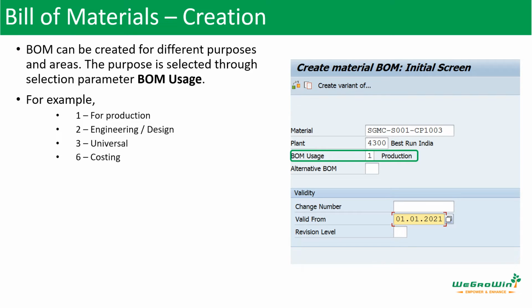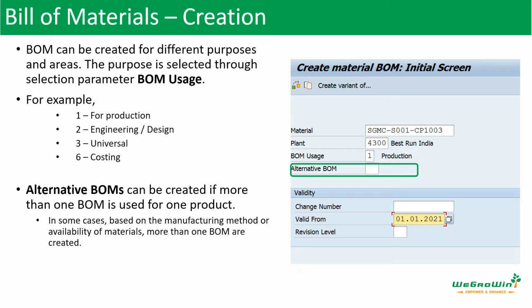For example, if you are creating the BOM for production purposes, use usage 1. If it is for engineering or design purposes, usage 2. If it is for universal purposes, usage 3. If it is created only for costing purposes, put the value as 6. So these are the different usages which are there. You can explore further possibilities in the system.